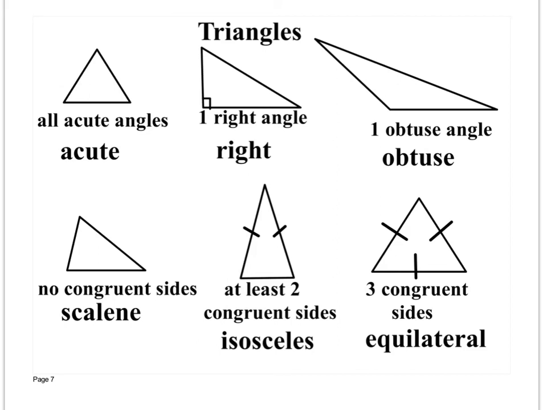If they ask you to identify it by its sides, if it doesn't have any congruent sides, we call it scalene. If it has at least two congruent sides, which is what the two little tick marks mean, meaning these sides are congruent, then it's an isosceles triangle. And if all three are congruent sides, we call it an equilateral triangle. Are there any questions? Okay. It will ask you to identify by both, by angles and by sides. Make sure you're reading the directions.